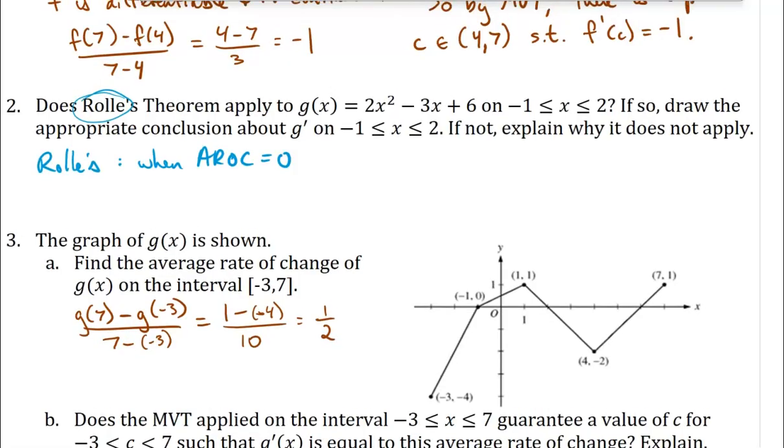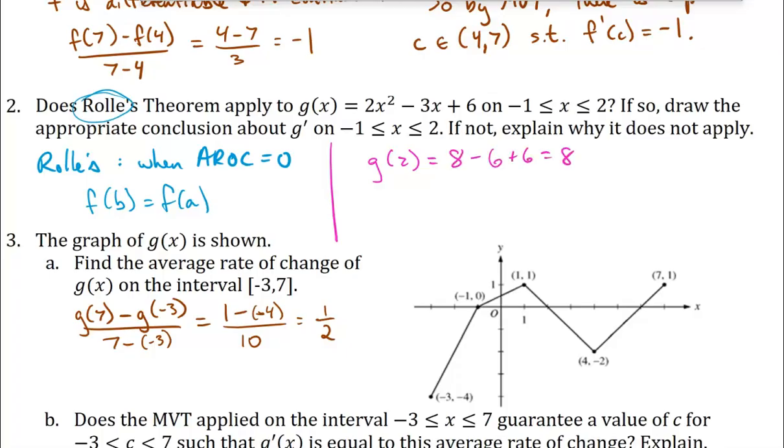Oh, gotta go back up here. So anyway, Rolle's theorem is when the average rate of change is 0, which happens when f of b is equal to f of a, because your slope is 0. Okay, so if I'm looking at this function here, does Rolle's theorem apply? Well, let's see. G of 2 would be 2 times 4 is 8, minus 6 plus 6 is 8. And then G of negative 1 is 2 times 1, plus 3 plus 6, which is 11, and these are not equal, so no, Rolle's does not apply.